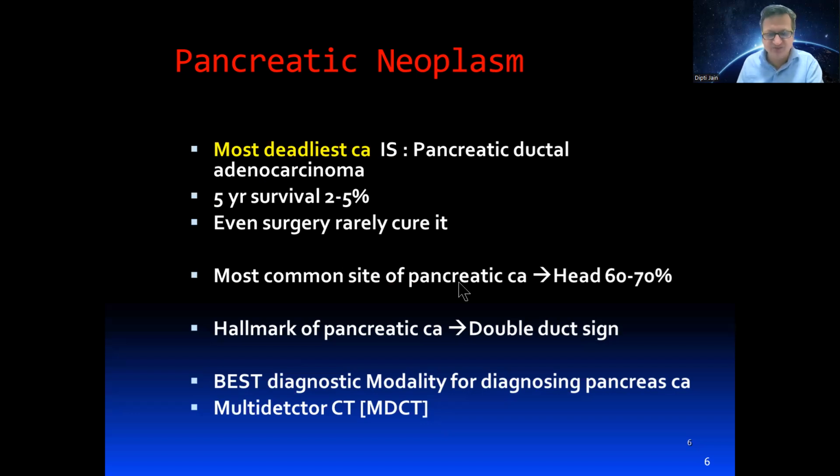The most common site of pancreatic carcinoma is the head of the pancreas. About 60 to 70% of neoplasms are situated here. The hallmark of pancreatic carcinoma is the double duct sign, that is, dilatation of the common bile duct and pancreatic duct. The best diagnostic modality for diagnosing pancreatic carcinoma is multi-detector CT or MDCT.